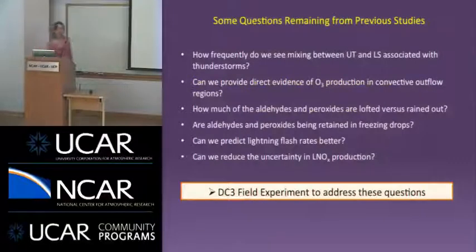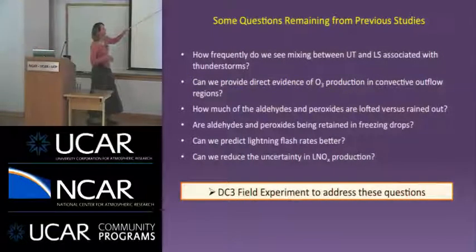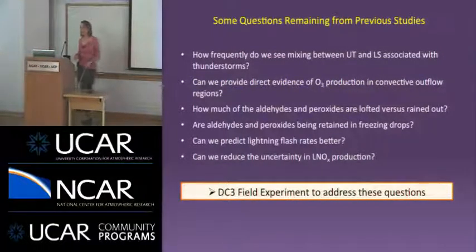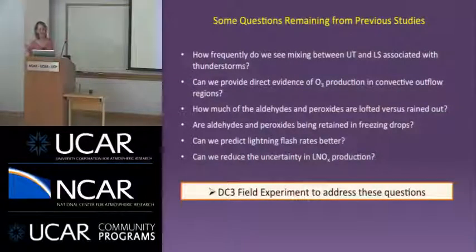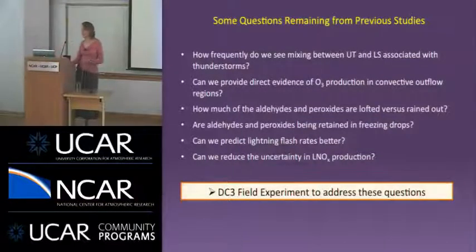For those of you who've been taking notes, these are the questions that we've come up with. How frequently do we see the mixing between the ET and LS? How do we see direct evidence of ozone production in convective outflow regions? What's happening with these soluble trace gases? Are they being lofted, or are they getting rained out, or somewhere in between? And can we predict lightning flashes better and reduce the uncertainty in lightning NOx production? That led to the DC3 field experiment.